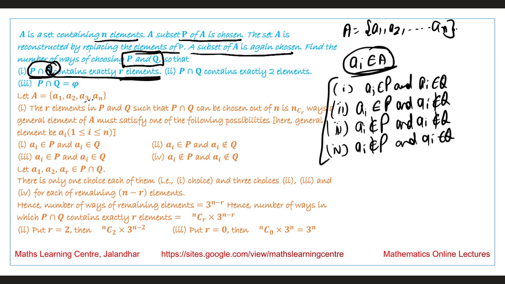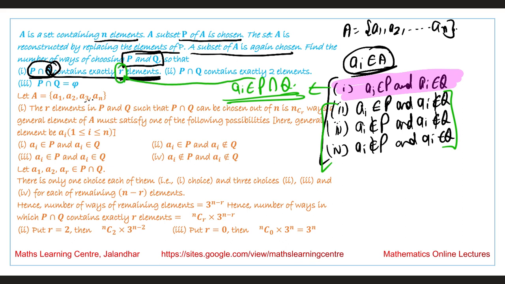Now if we look at these choices, we are interested in the choice that Ai belongs to P and Ai belongs to Q, and we are not interested in the remaining 3 choices, because what we require is that Ai should belong to P intersection Q, that is, it belongs to both P and Q. This set P intersection Q should have R elements. So in how many ways, out of the n elements in A, do we have to choose R elements? The number of ways is nCr.